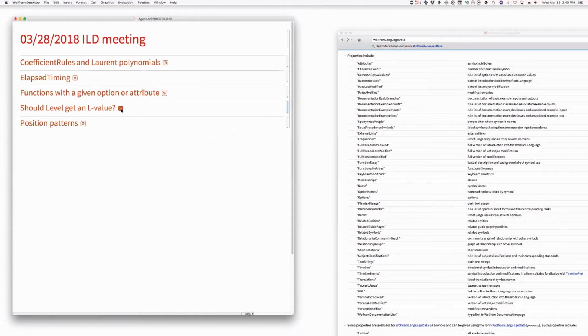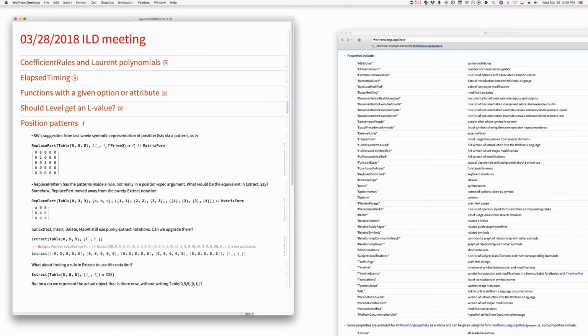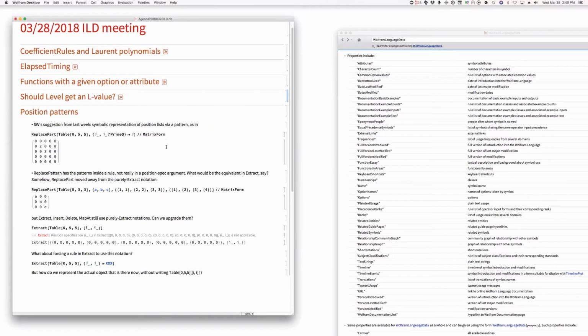Okay. Except I think we should be thinking about examples of the tree stuff that involve that kind of global expression replacement. All right, position patterns. Yes, so this is a continuation of our discussion last week, in which you suggested to explore the possibility of having patterns specifying lists or collections of positions, like we do in ReplacePart. So in this case, for example, we can use that pattern, {i_, i_}, to replace some diagonal elements in a matrix.